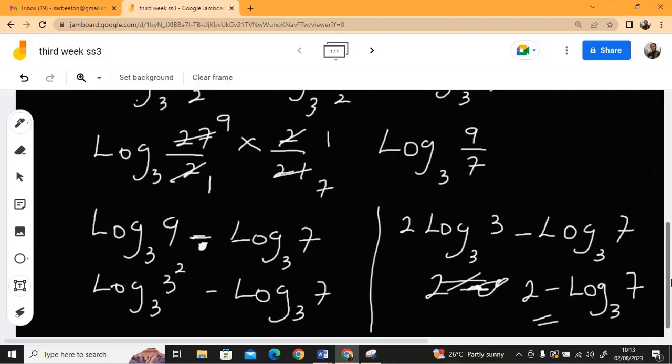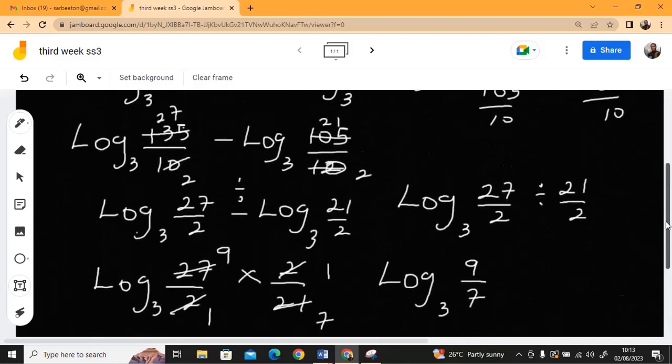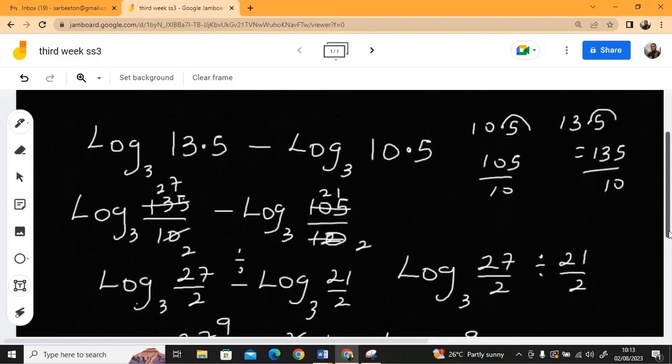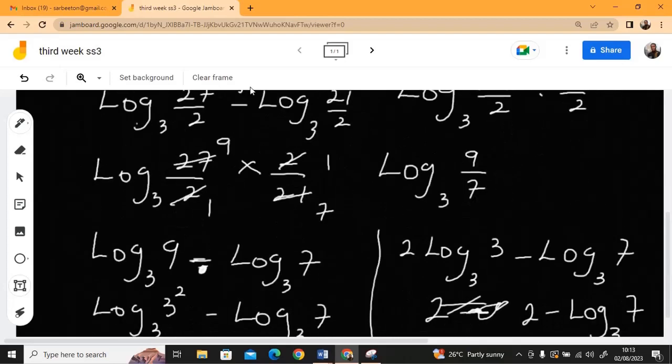You can pause the video, copy it, or do it on your own. You will get it. Mathematics is an art. You continue practicing, and at the end of the day you discover that it is simple. It's phobia that makes students fail mathematics. Now let's look at another one. I'm going to look at a more complex one.